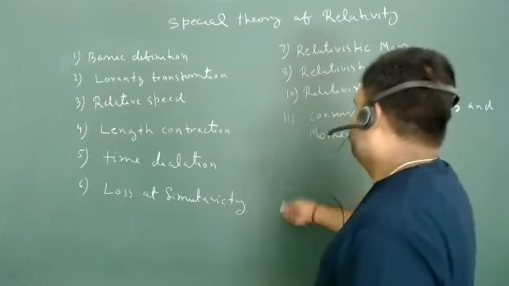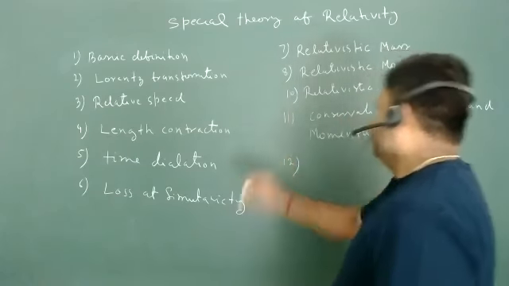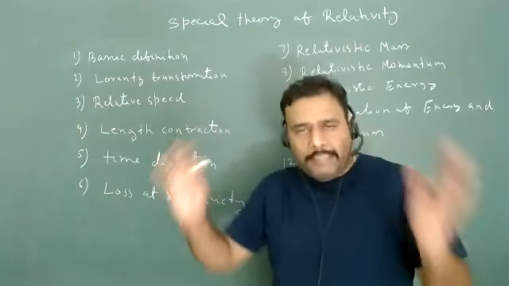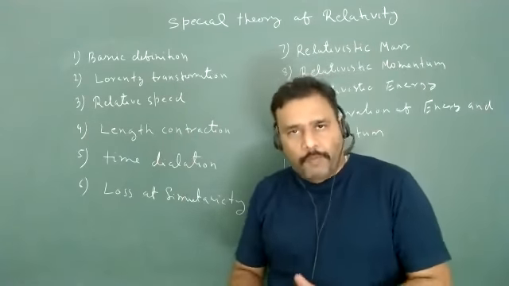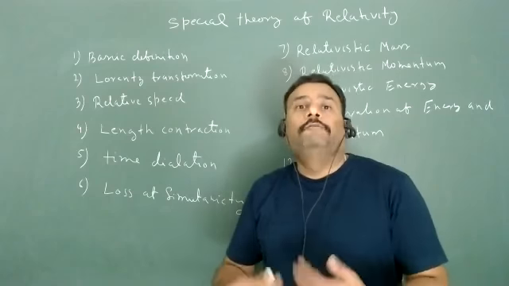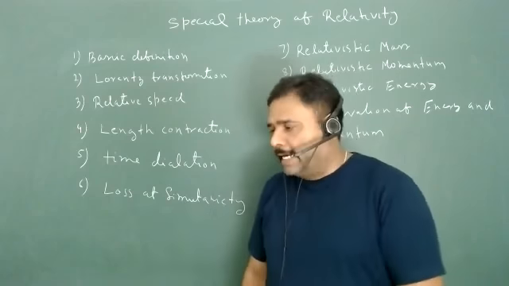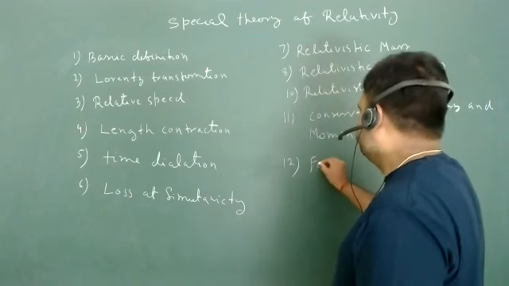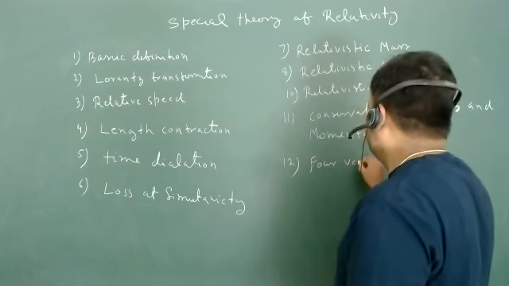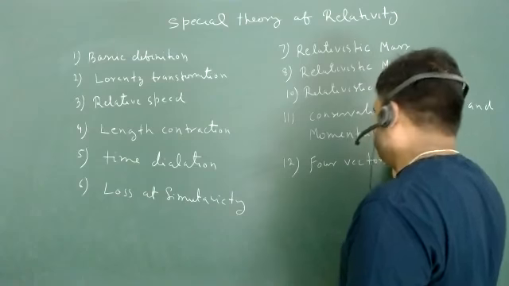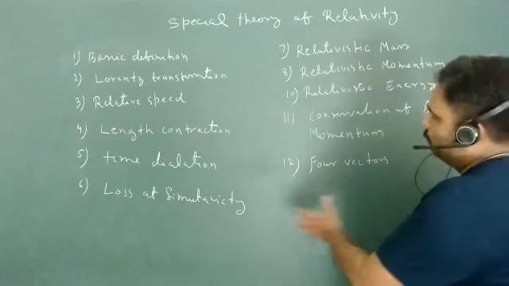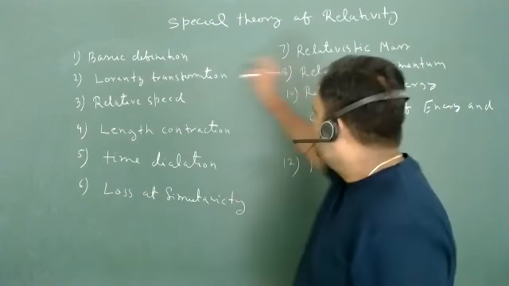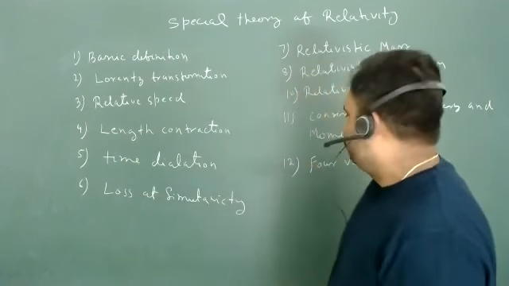And then we will go for a very important topic. We will try to generalize each and everything in the form of symmetry. We will try to learn a new type of symmetry, and that can be discussed by four vectors. And then we will also learn a little bit of Minkowski space and all that. So these are the parts of the special theory of relativity.